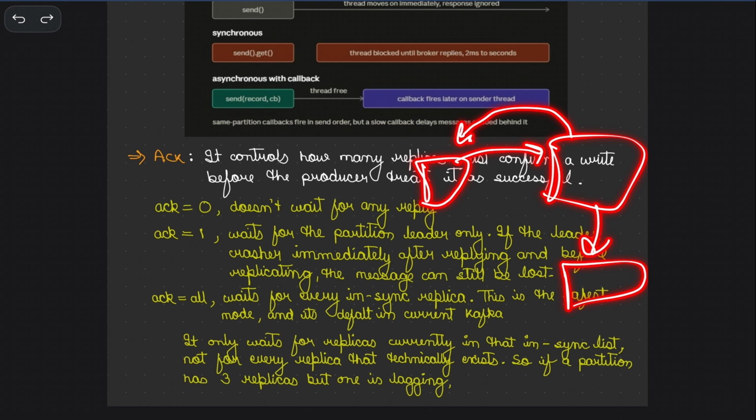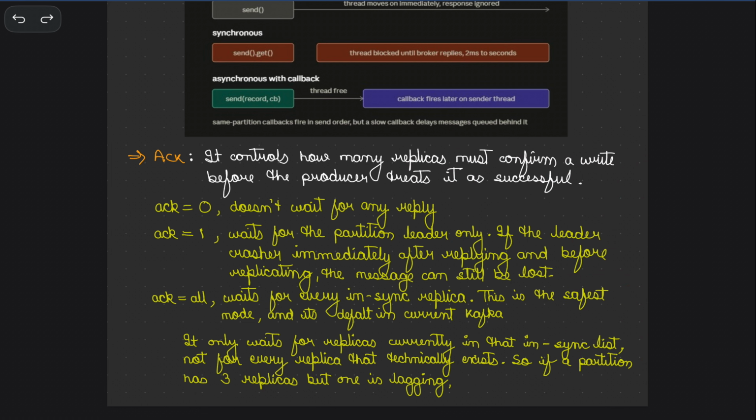But before replicating to multiple replicas, if the leader dies, then there is a chance that the message can still be lost. Okay, if we are putting acknowledgement equals 1. I hope this is clear.